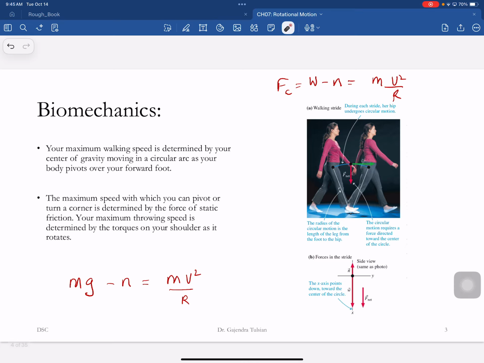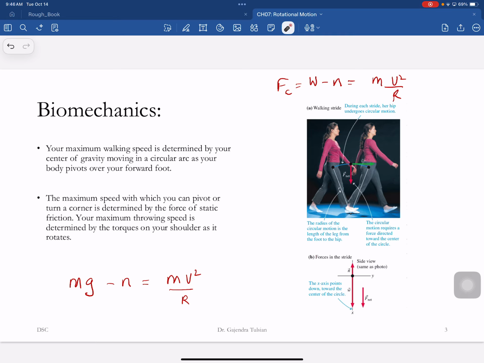All right, so let's look at what's happening. R is the length of your leg. Let's say, can you walk faster? Can you walk at different speeds? So if you walk faster, what happens? Well, gravity doesn't change, your mass doesn't change, the length of your leg doesn't change. So if this is to become bigger and this doesn't change, how can this become bigger? Meaning you walk faster. This has to become smaller.